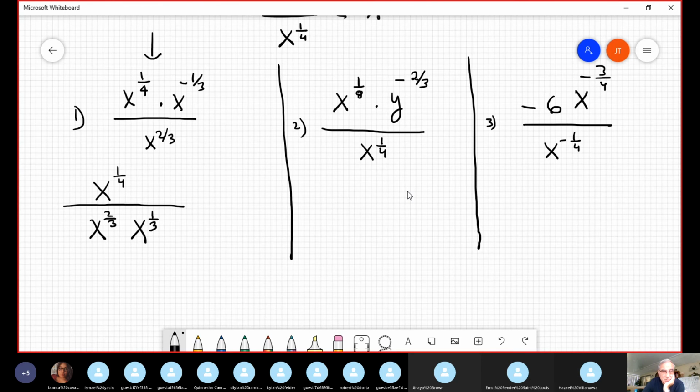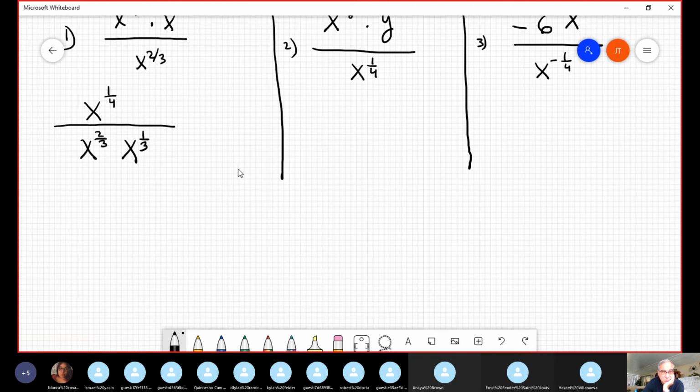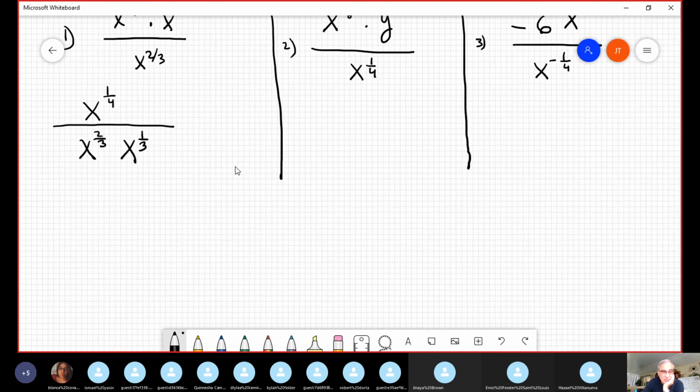Now, it doesn't matter what the order of operations is in this case. Multiplication, division, it's the same priority. I prefer to put together this and this time. So 2/3 and 1/3. Wow, it's easy. 2/3 and 1/3 is 1. So it's x to the 1/4 divided by x. Do you understand where I come from with this one?